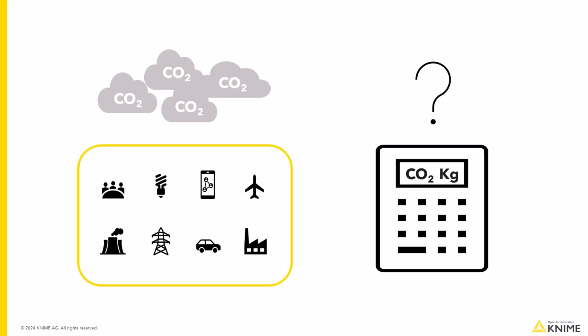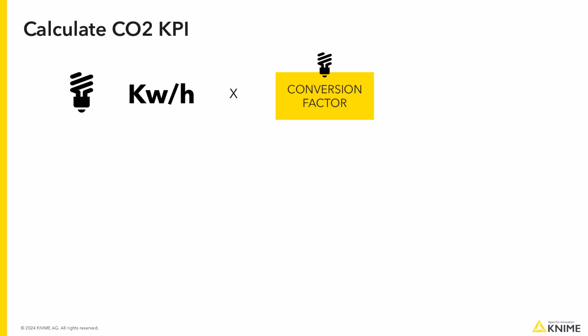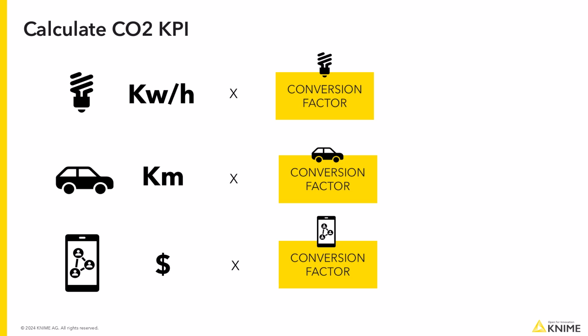But how do you combine activities that are so different from one another in a single KPI? To estimate CO2 emissions, we multiply our activity data by its respective conversion factor. For straightforward items like electricity consumption, this is simple because we have precise coefficients for converting energy data into CO2 emissions. In contrast, for more abstract activities like marketing campaigns, we use indirect data, such as expenses, rather than direct energy use. This means we rely on research-based coefficients to estimate emissions, which introduces more complexity and uncertainty.